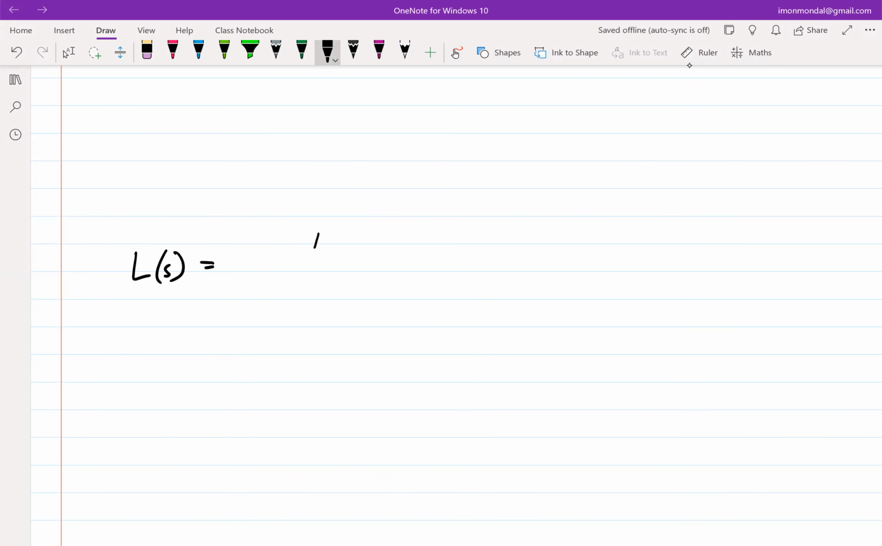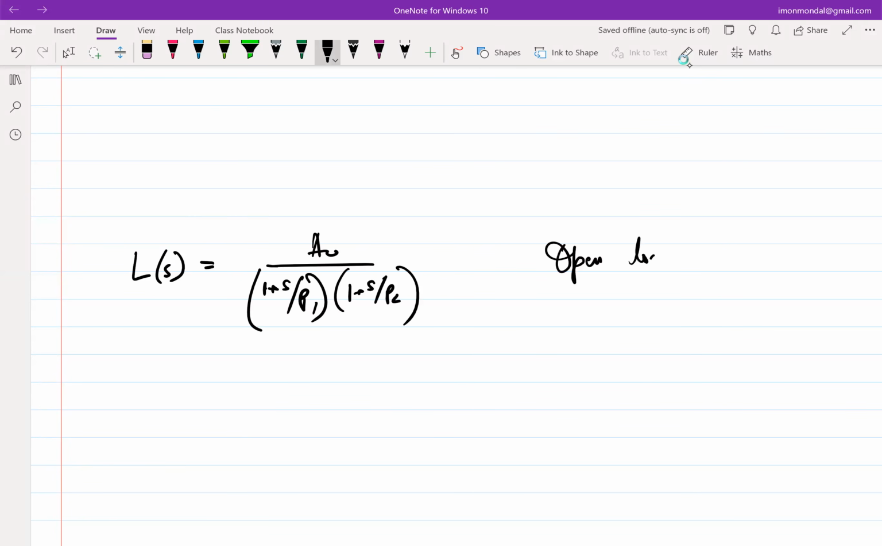L of S is A naught by 1 plus S by P1, 1 plus S by P2. So this is, by the way, open loop gain. And assume P1 and P2 are real. Then what did we see?